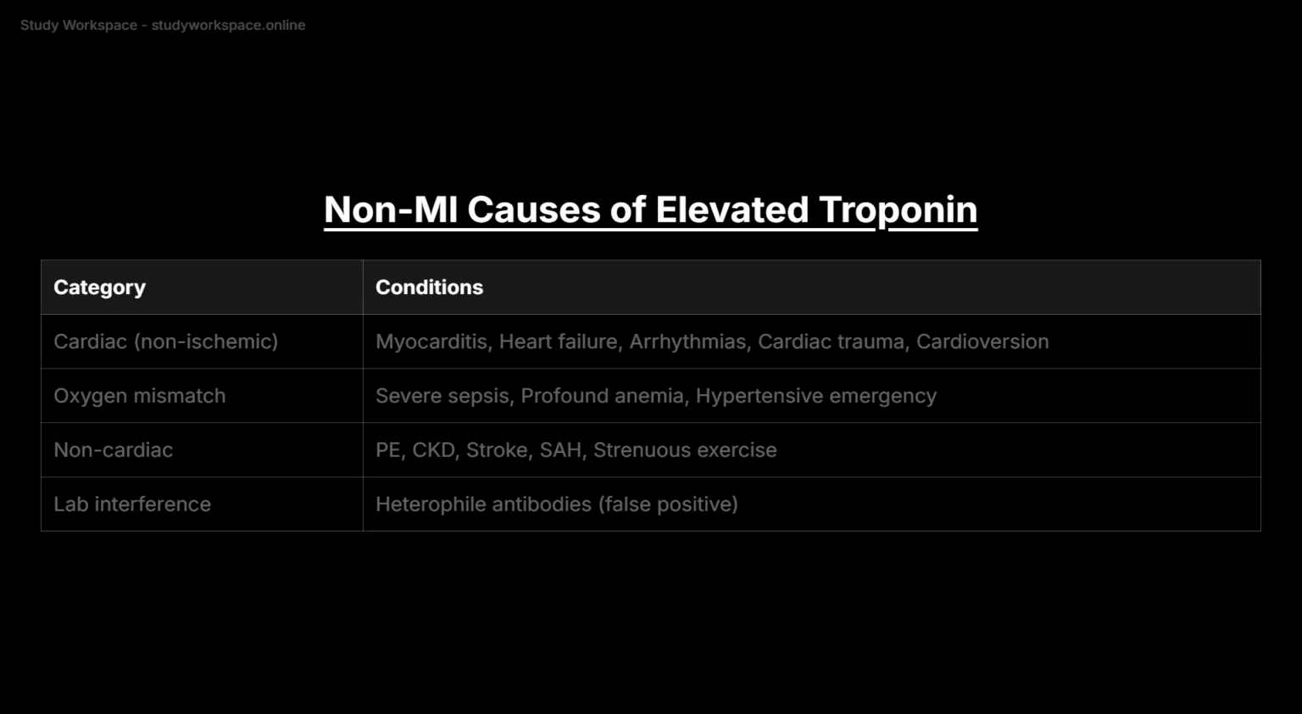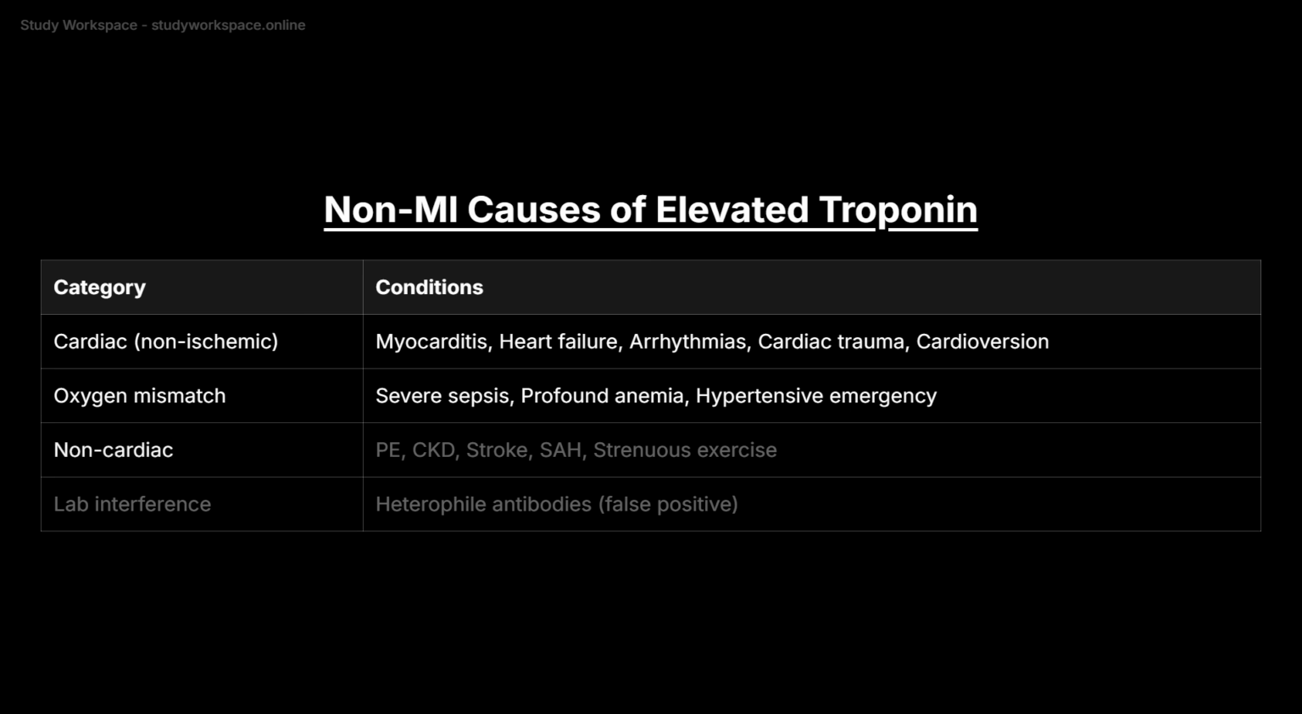Now consider another examination question. What conditions other than acute myocardial infarction can cause elevated troponin? Pause the video and try naming as many as you can. Troponin can increase in several non-ischemic cardiac conditions, including myocarditis, heart failure, rapid arrhythmias, cardiac trauma, and following cardioversion. It can also increase in situations where oxygen demand exceeds supply, such as severe sepsis, profound anemia, or hypertensive emergencies.